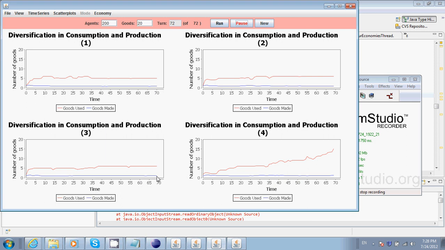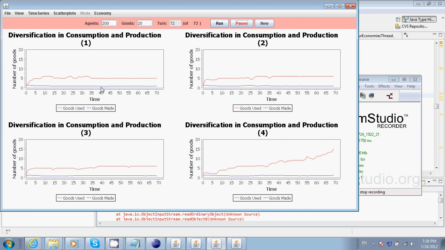That will vary a little bit depending on the nature of the technology. But how is it that they're able to consume more goods? You see, they're using a lot more goods. The red line is above the blue line. They're using a lot more goods than they consume. And this is realistic. This is what we do every day.